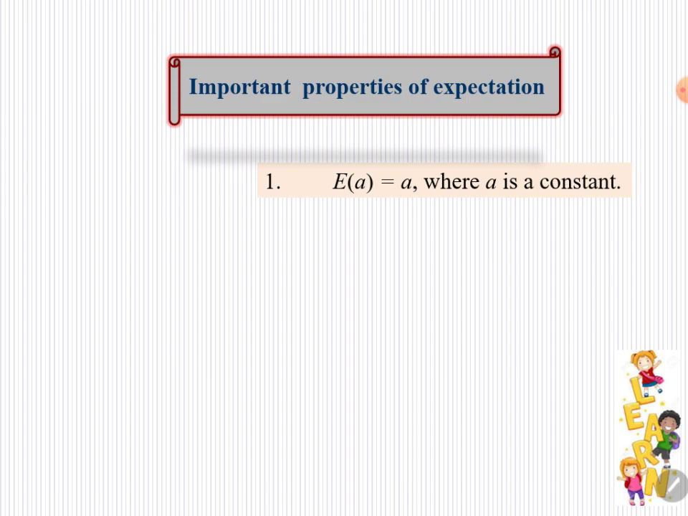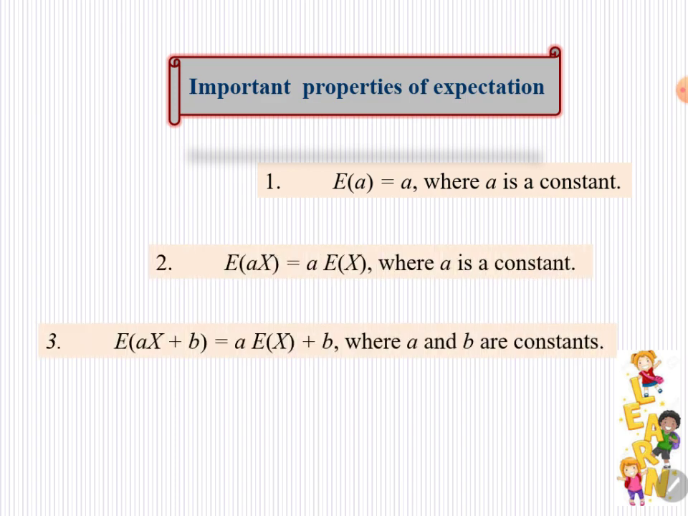Important properties of expectation. These properties are the same as for the discrete random variable. They are always true for both types of random variable. So the expectation of a constant will be the constant itself, and the expectation of ax, where a is the coefficient of x, can be factorized out as the coefficient times the expected value of x. And the expected value of ax plus b is equal to a multiplied with the expected value of x plus b, by using the first and the second properties.